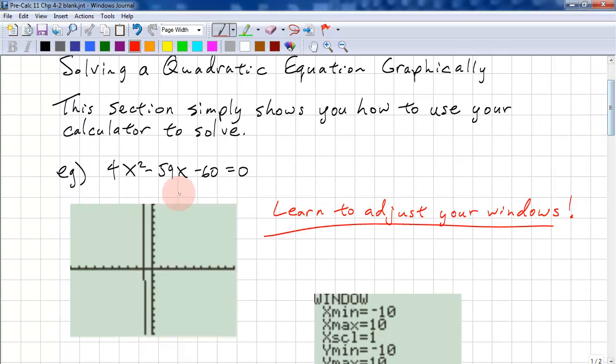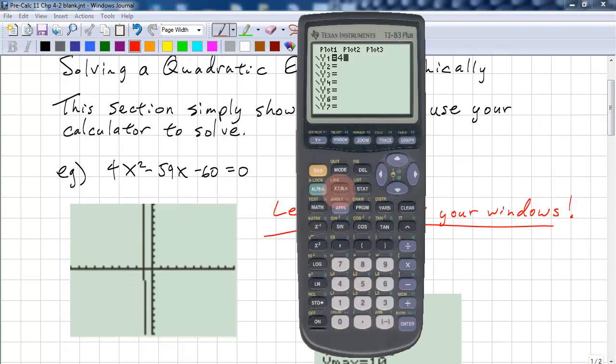So let's graph this equation: 4x squared minus 59x minus 60. And when we have an equation like this, we're basically plotting the equation on one side, y equals, and we're plotting another one, y equals 0. However, we don't need to plot y equals 0 because this means we're just solving for the x-intercepts, or the zeros.